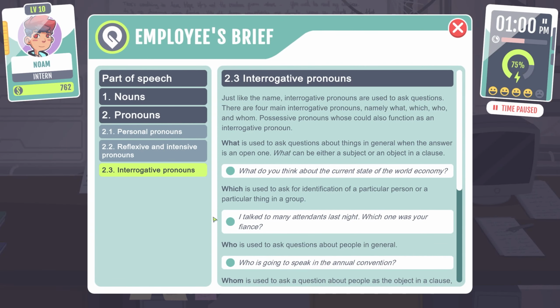New brief. Interrogative pronouns. Just like the name, interrogative pronouns are used to ask questions. There are 4 main interrogative pronouns, namely what, which, who, and whom. Possessive pronouns, whose, could also function as an interrogative. What?